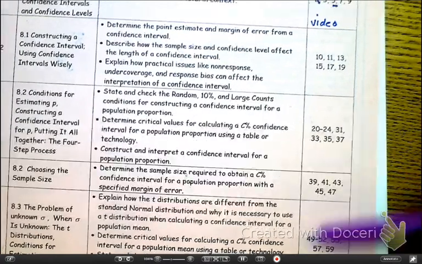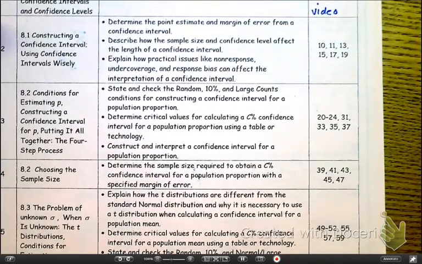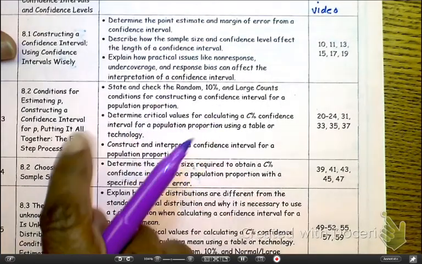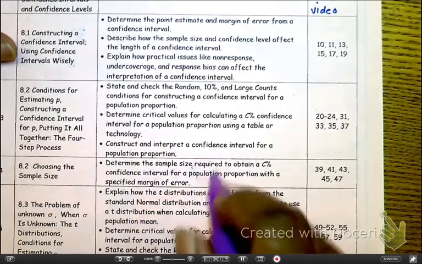Hey guys, we're talking about confidence intervals. Okay, now let's look at what our objectives are.